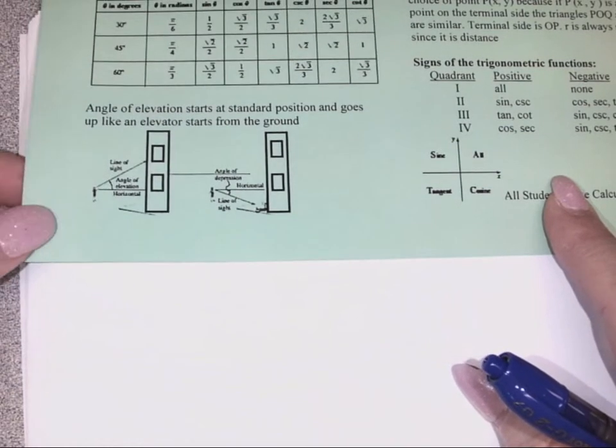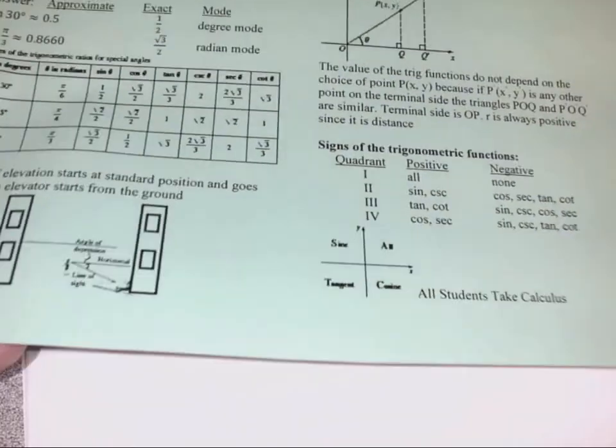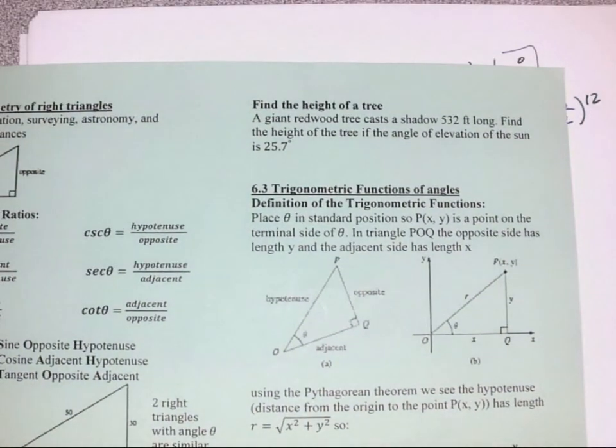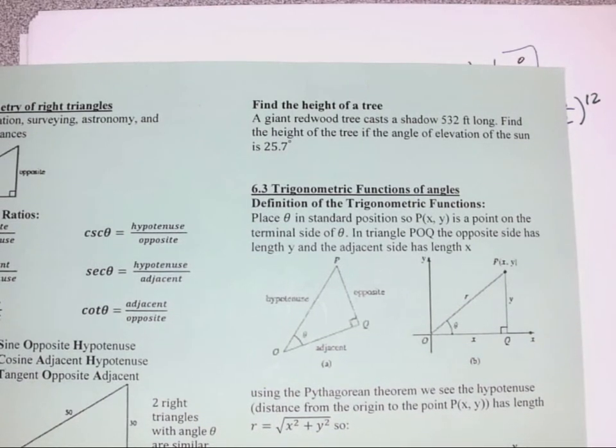And they can use that to measure the heights of buildings and mountains and all kinds of things. We are going to find the height of a tree. So if you've ever been going down the road and you're up in the mountains and you're like, they know the height of the mountain. Well, how do you measure a mountain? They don't have a big enough measuring tape. They're using trig to do this. So we've got a giant redwood tree that casts a shadow 532 feet long. We want to find the height of the tree if the angle of elevation of the sun is 25.7.